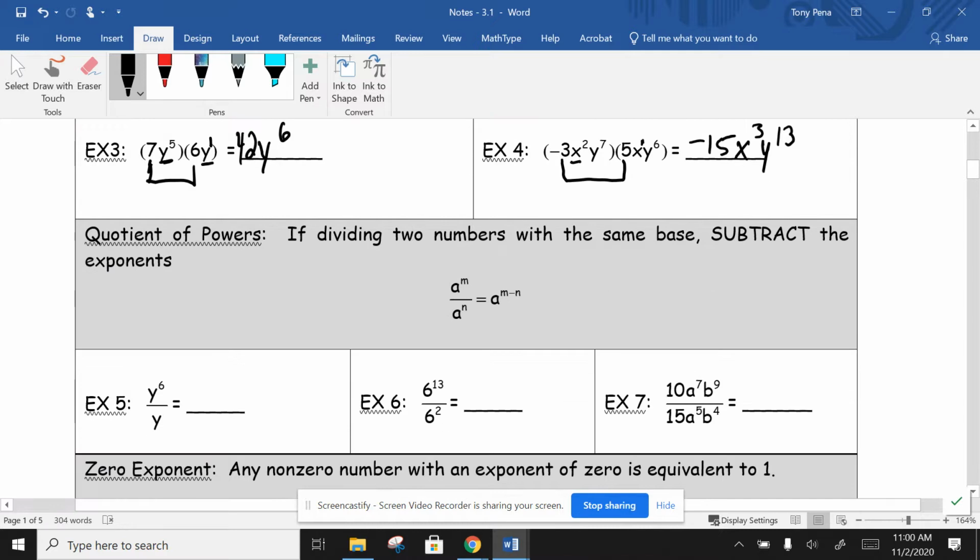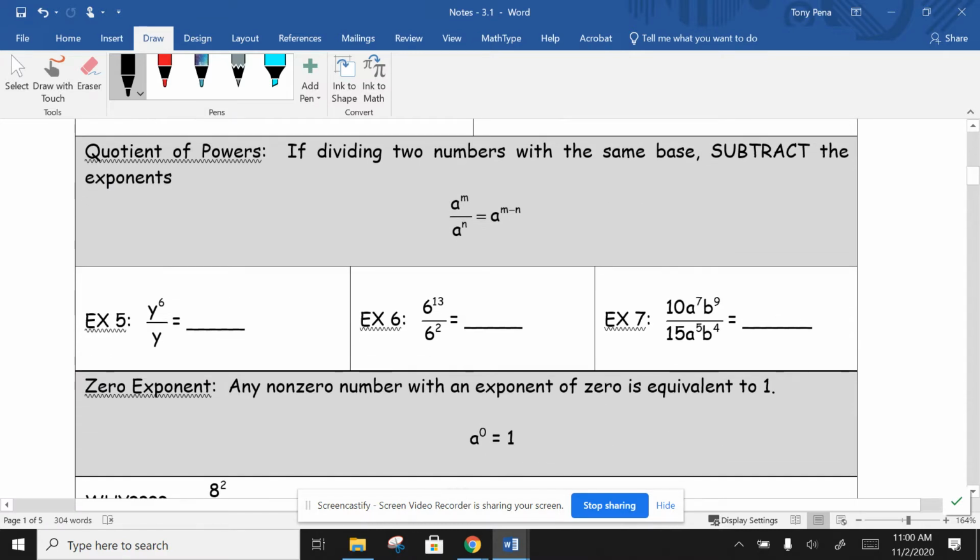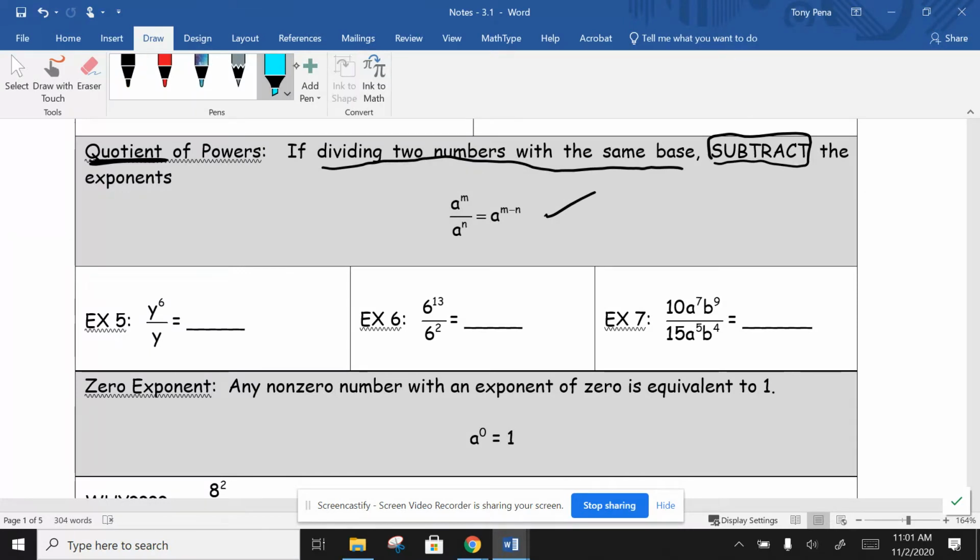The next one is called a quotient of powers. Quotient implies you are dividing or you're dealing with a fraction. So if you look at this example here, if you look at the next 3 problems, those are all fractions. So when we are dividing like terms, so if I am dividing 2 numbers with the same base, we are now going to subtract the exponents. Notice how we subtract. Notice how it's an m minus an n. So it's the exponent in the numerator minus the exponent in your denominator.